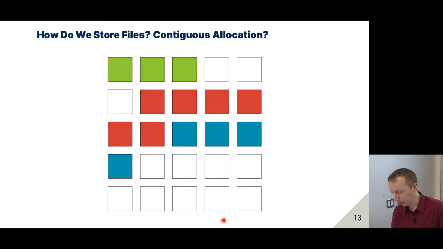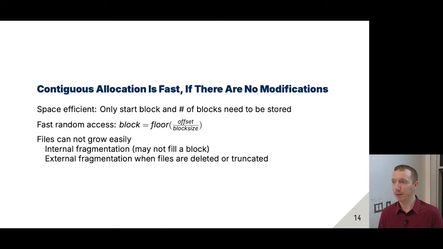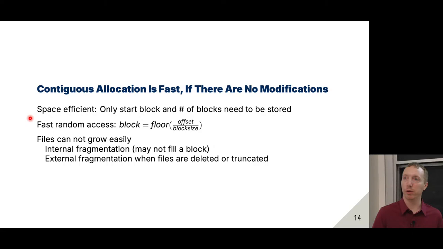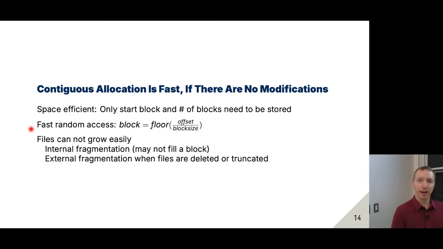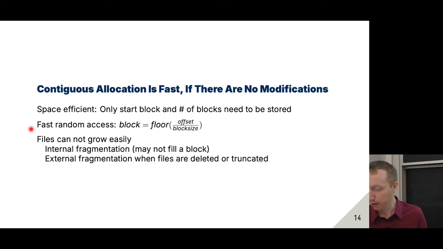So if we had contiguous allocation, it would be really fast if there's no modifications and space efficient. To describe a file, all I need to tell you is what block it starts at and how many blocks it needs. And then for random access, I can figure out exactly what block I need to get to by just making a single calculation. You just take the offset and the block size.